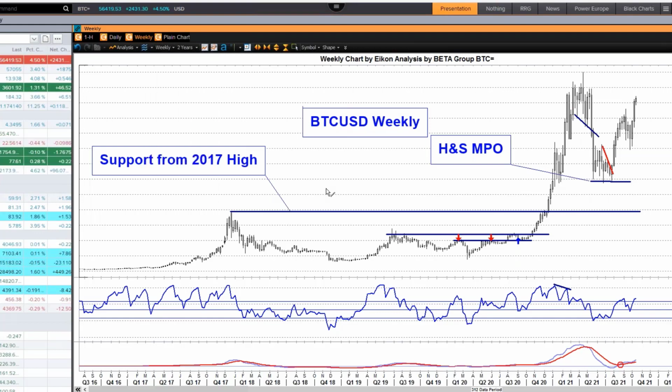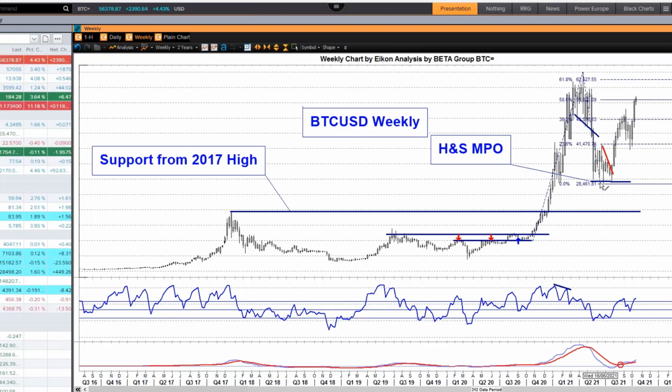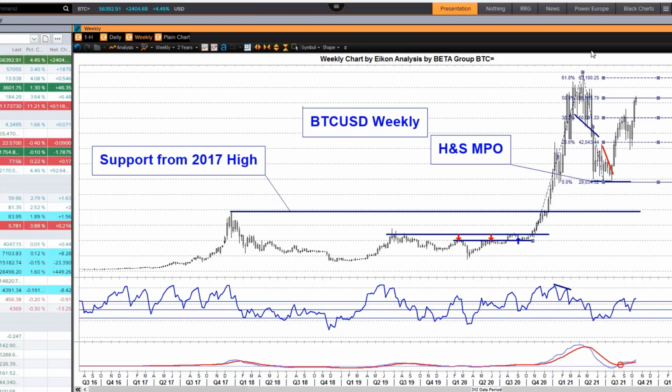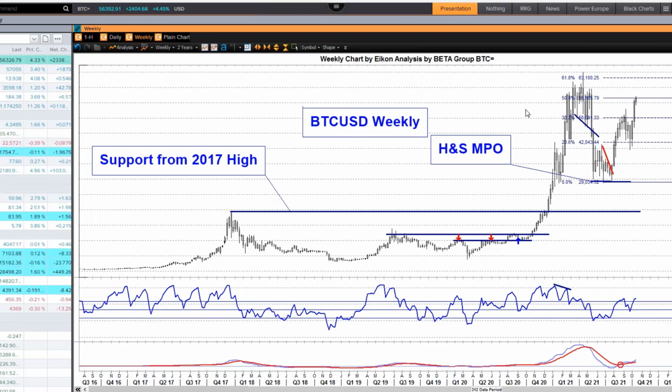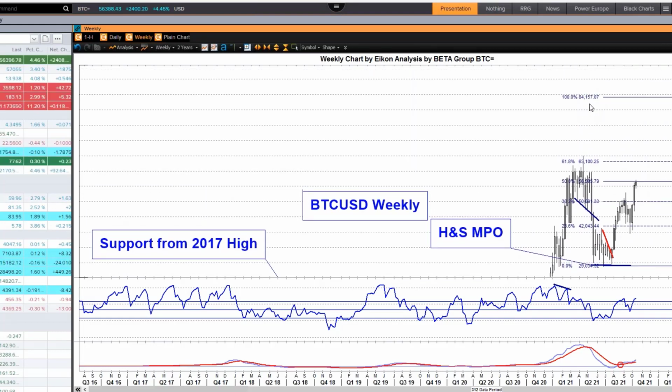And then I'm going to do the Fibonacci projection. So I'll do it from here. So here's A, B, and then down to these lows here. What I've done is I've taken the length of the move here from 10,000 up to the all-time high, take that length and add it to the big pullback to 30,000. So where do we get to from that? That takes us to 84,157.